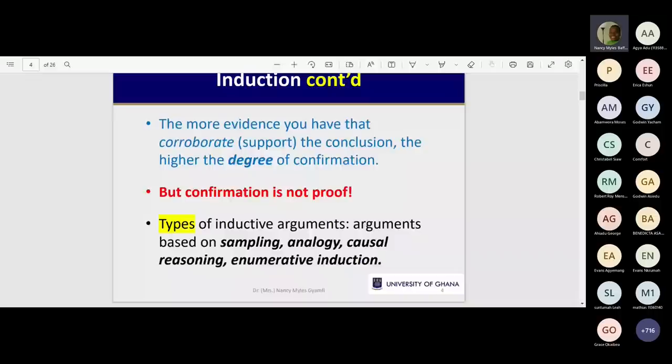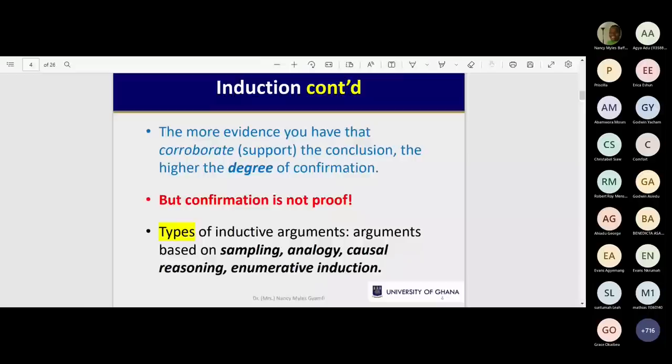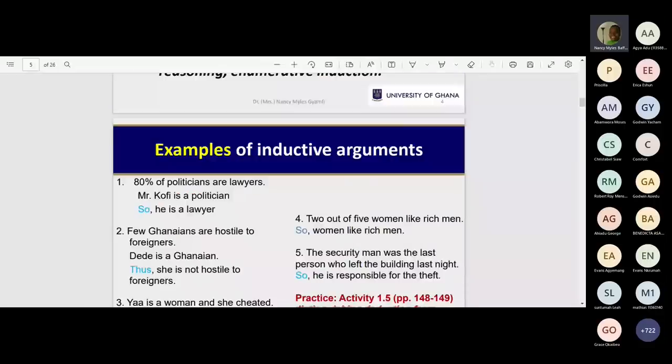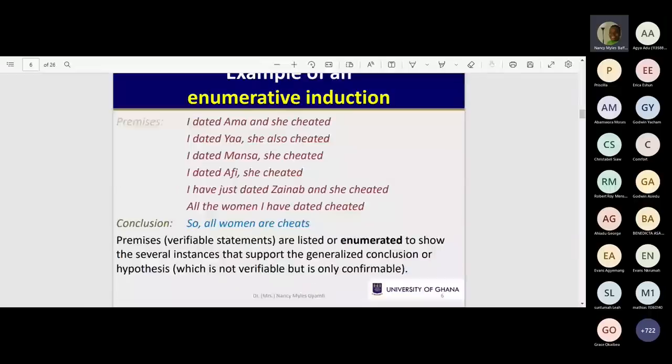Suppose I want to draw a conclusion that women are cheats. If I have a lot of evidence, particular instances, remember particular versus general, if I have a lot of particular instances that support what I'm saying, then I increase the degree of likelihood of what I'm saying being true. Then you ask me, what is my grounds, my evidence, my reasons, my premises for saying that? Look on my screen now. Then I say, I dated Ama. She cheated. She's a woman. I dated Yaa. She did the same. Kofi dated Mansa. She cheated.